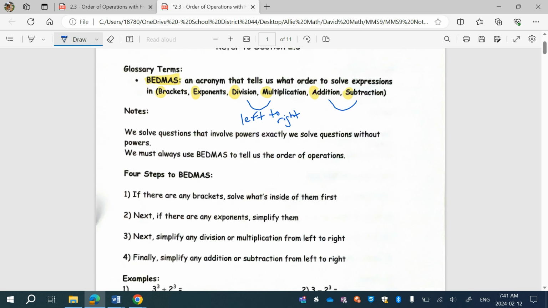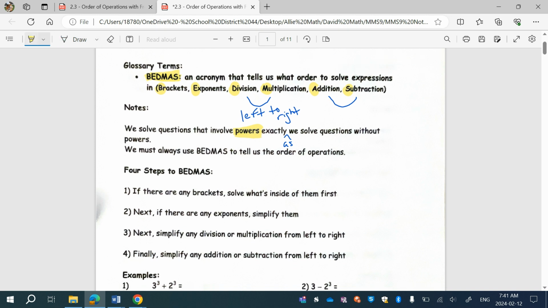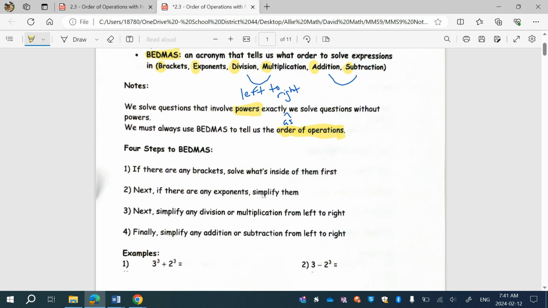So we solve questions that involve powers exactly as we solve questions without powers. So we must use BEDMAS to tell us the order of operations. We need some order in this life of chaos, or else we couldn't agree on anything, not even math. So we need to follow the order of operations.